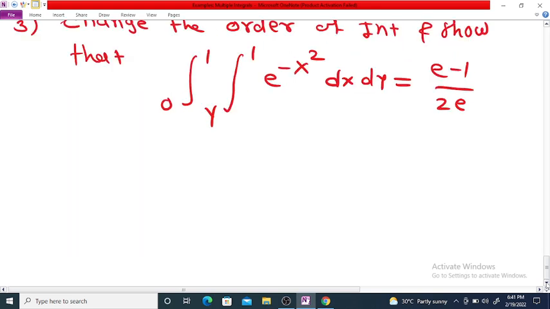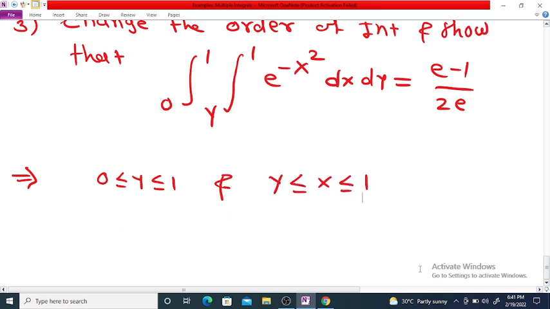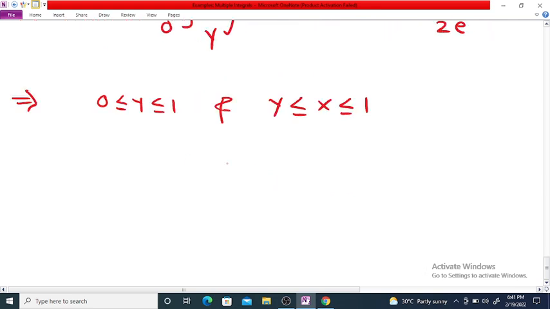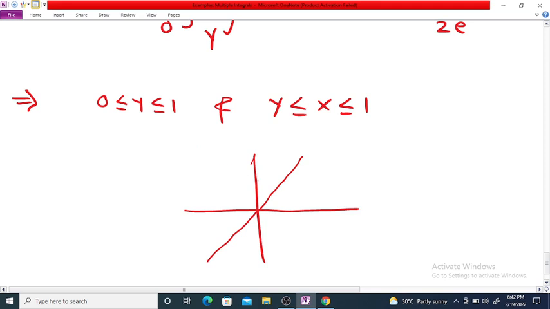dx dy. We want to change its order to dy dx. So the given limit is 0 less than or equal to y less than or equal to 1, and y less than or equal to x less than or equal to 1. Now if we draw the sketch of the given limit, here is the line y equal to x. This is y equal to 1. This is x equal to 1.